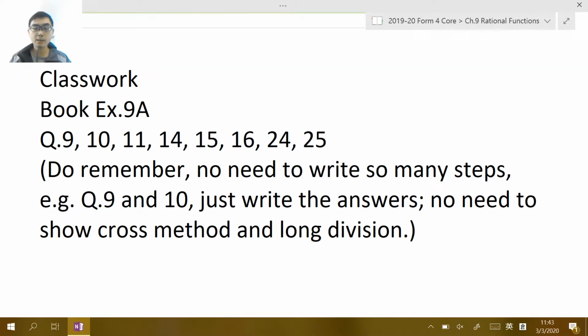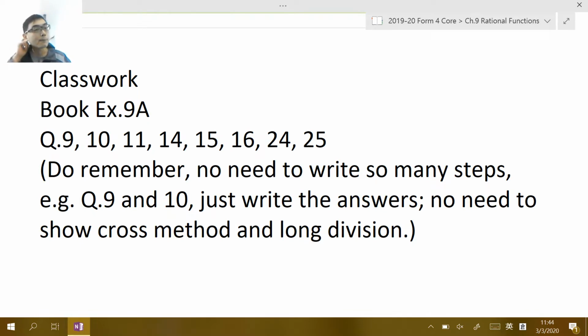Do remember that you do not need to write so many steps for these 8 questions, because for questions 9 and 10 you can just read the 2 polynomials and then get the HCF and LCM directly by taking the powers. Okay, so very easy for questions 9 and 10. For the other questions, sometimes you may have to use the cross method, or the factor method, or long division.